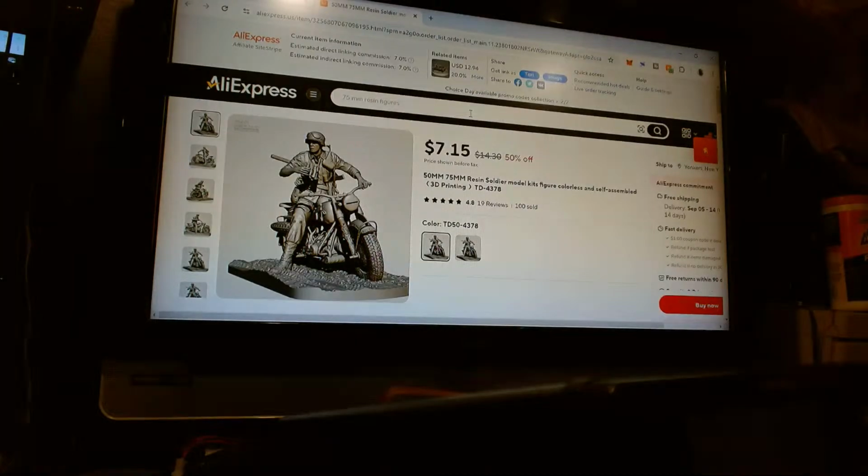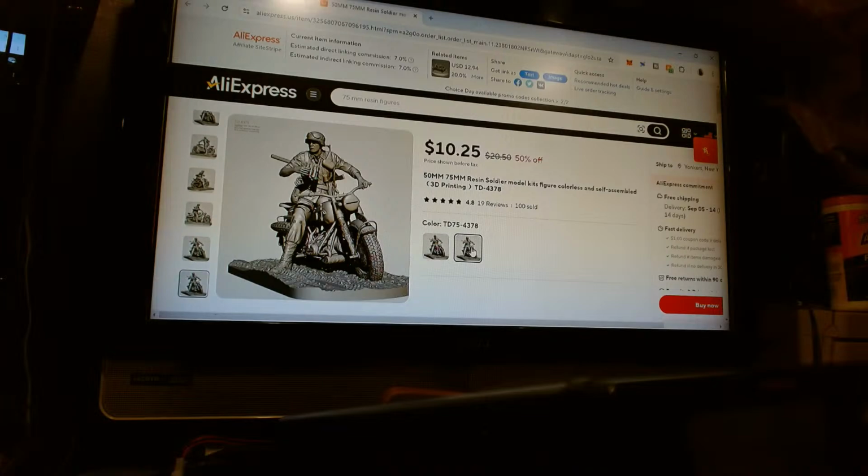So this one has two. So again, when you're shopping for this stuff, pay attention. It says 50 millimeter, 75 millimeter. So this is a 50 millimeter one. This is a 75 millimeter one. It's the same one, except they scaled it up. So this one is bigger than this one. Okay. So I bought him this one, the 75 millimeter one.